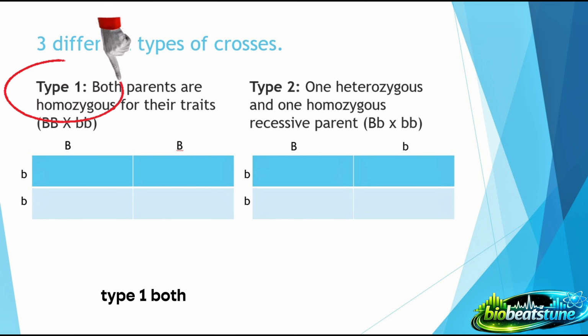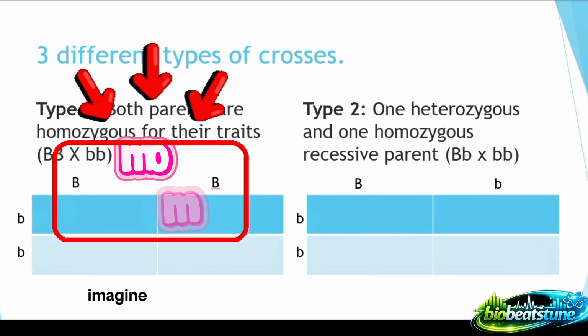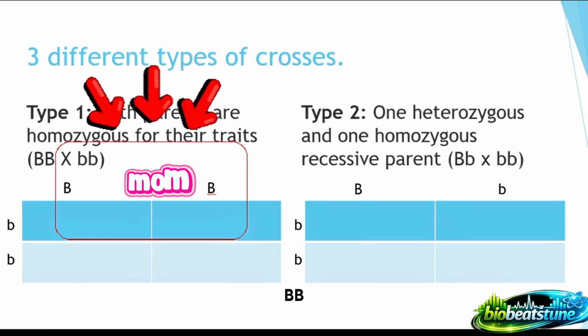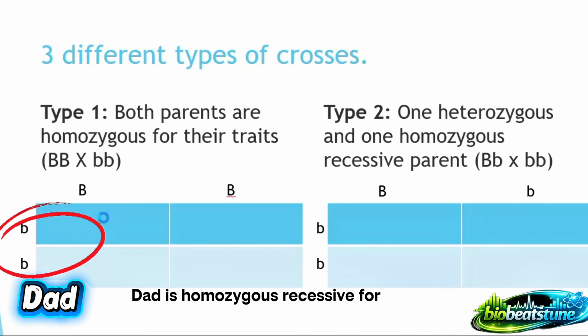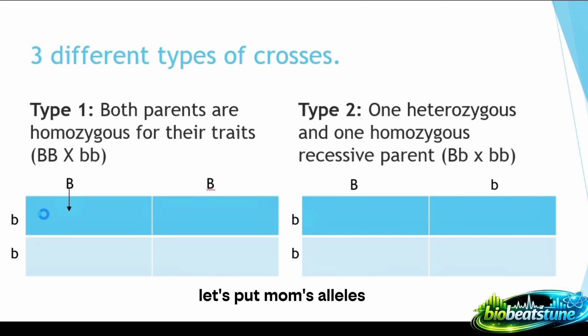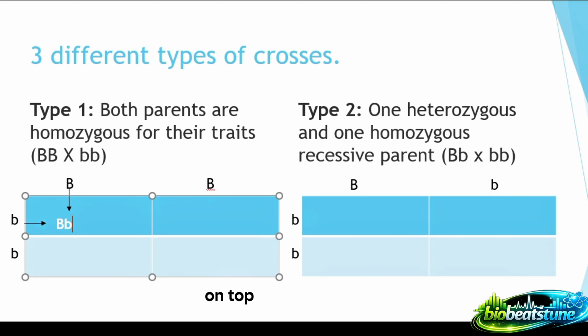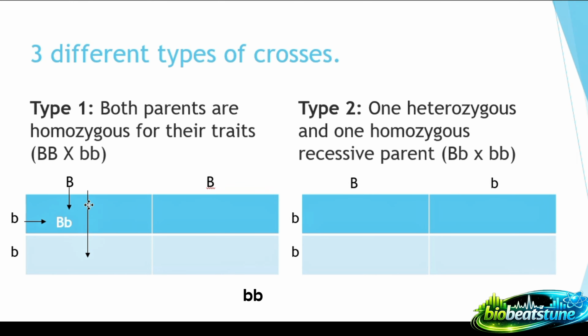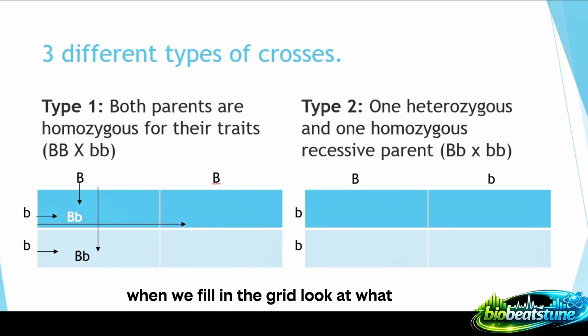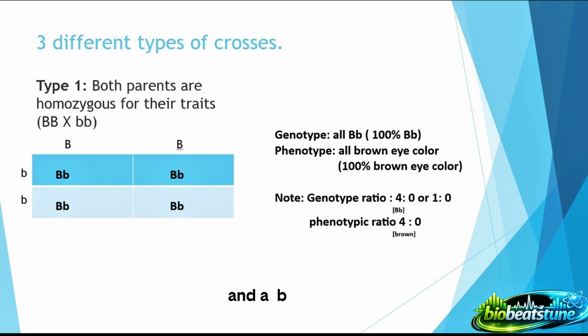Type 1. Both parents are homozygous for their traits. Capital B capital B crosses lowercase b lowercase b. Imagine mom is homozygous dominant for brown eyes, capital B, capital B. Dad is homozygous recessive for blue eyes, lowercase b, lowercase b. Let's put mom's alleles, capital B and capital B, on top, and dad's alleles, lowercase b and lowercase b, on the left. When we fill in the grid, look at what happens. Every single box gets a capital B from mom and a lowercase b from dad.